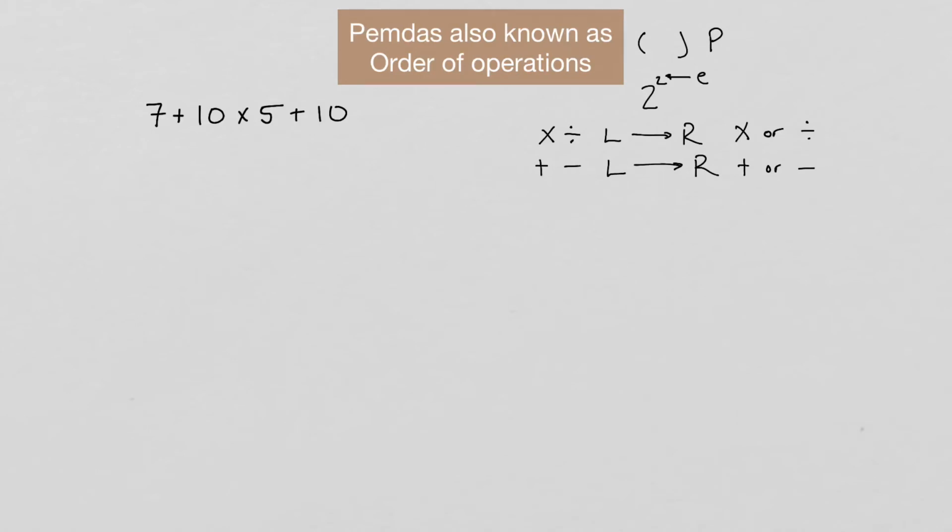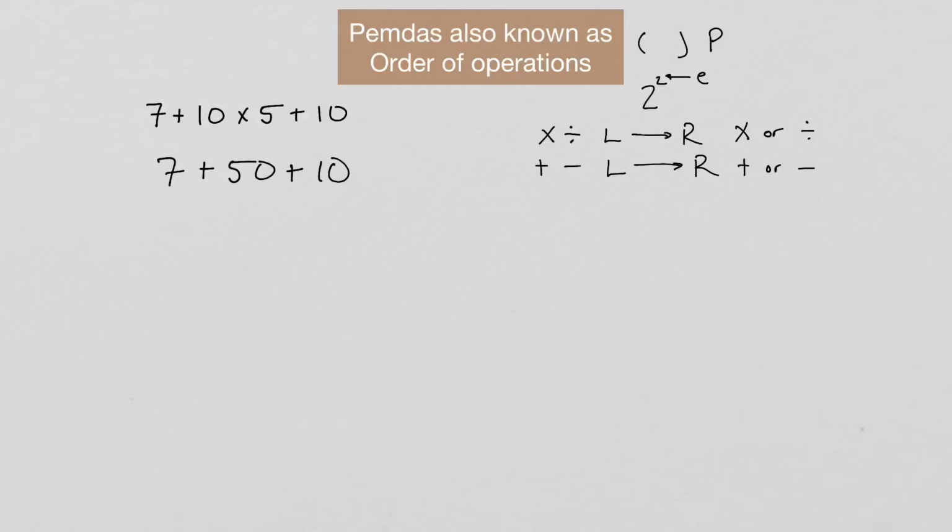Okay, looking from the left to the right, we see we have an addition, multiplication, and addition. So we know from our order of operations we have to do this multiplication first, because multiplication comes before the addition. So 10 times 5, now we have 7 plus 50 plus 10.